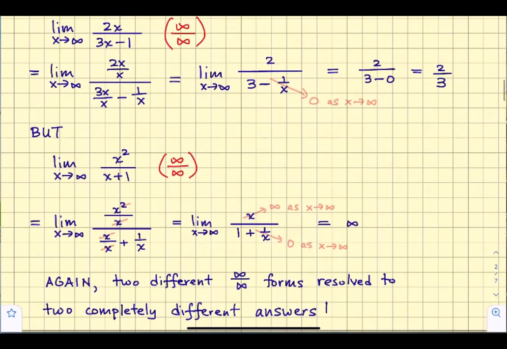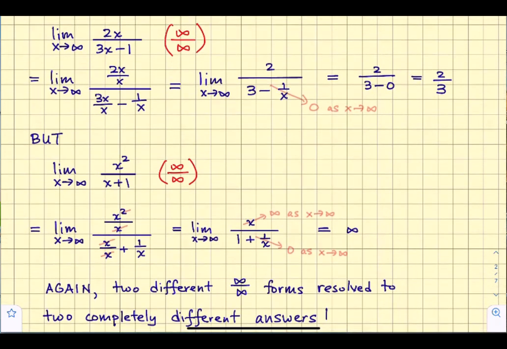But if we were to change this example just a little bit and take a look at the limit as x goes to infinity of x squared over x plus 1, this is another infinity over infinity indeterminate form. The numerator is going to infinity, the denominator is going to infinity. If we were to divide everything by x, here we would have an x squared over x, an x over x, and a 1 over x.